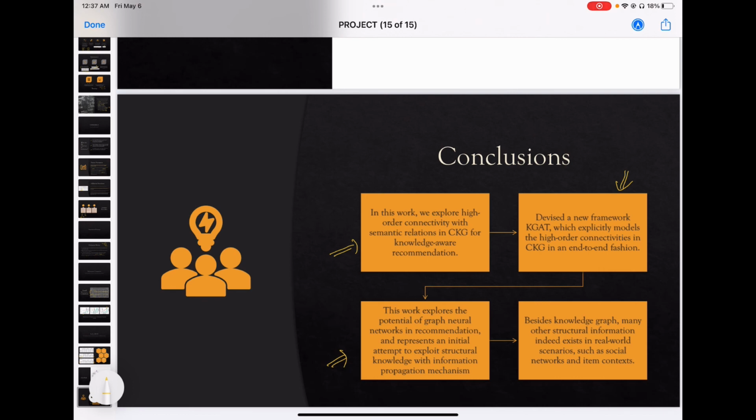Besides knowledge graphs, many other structural information indeed exists in real-world scenarios, such as social networks and item contexts. For example, by integrating social networks with CKG, we can investigate how social influence affects the recommendation. Another exciting direction is the integration of information propagation and decision process, which opens up research possibilities of explainable recommendation. This is the end of this paper presentation.